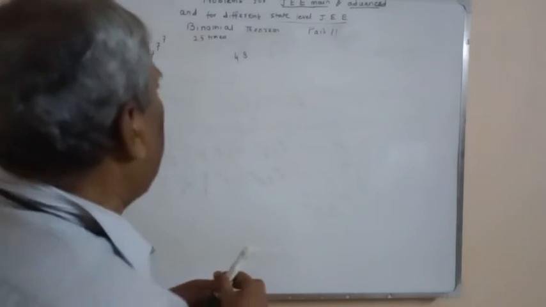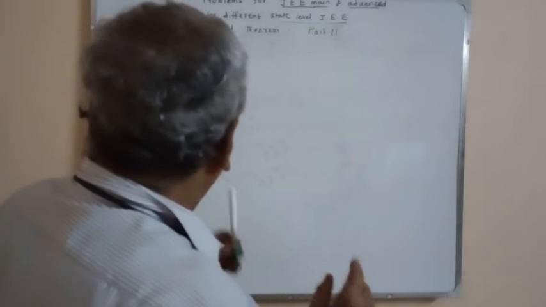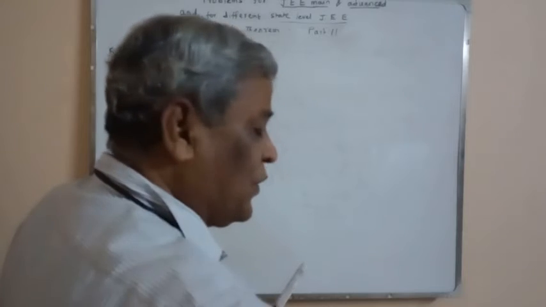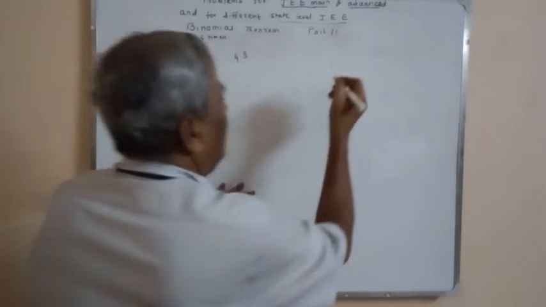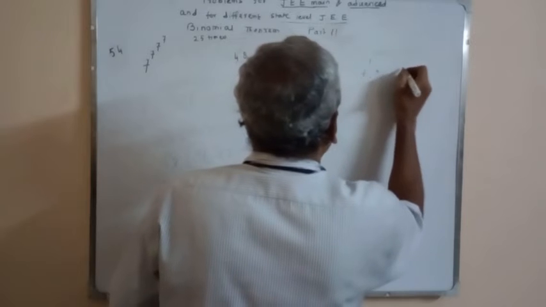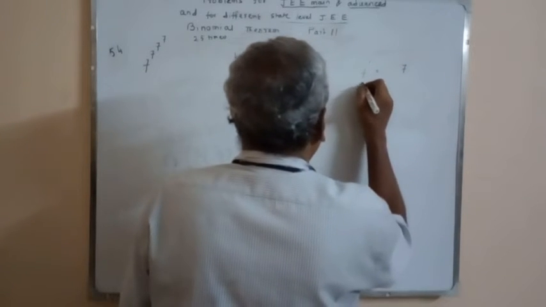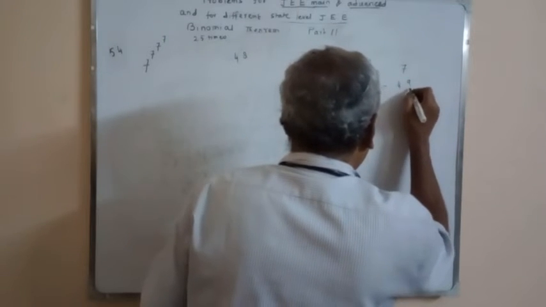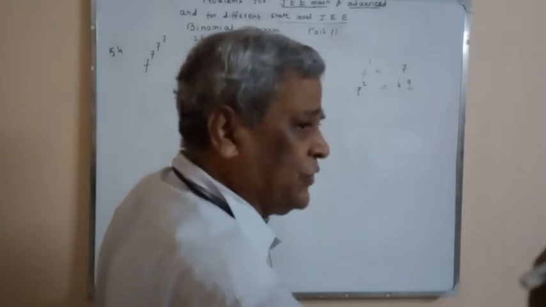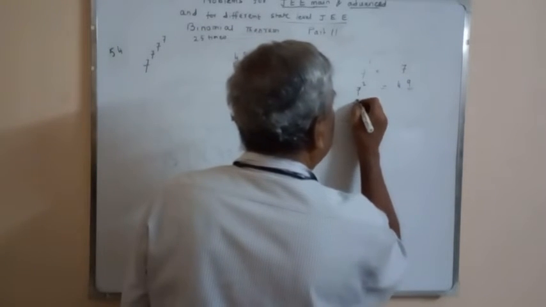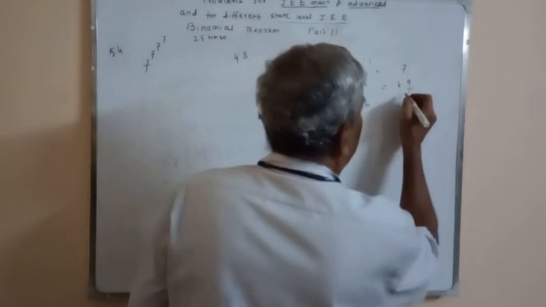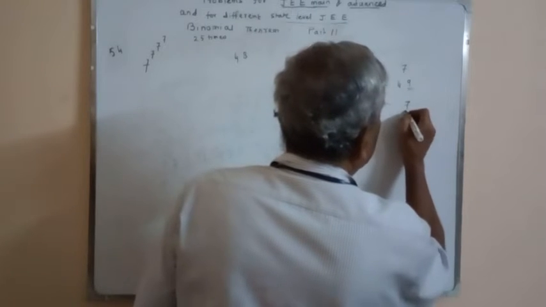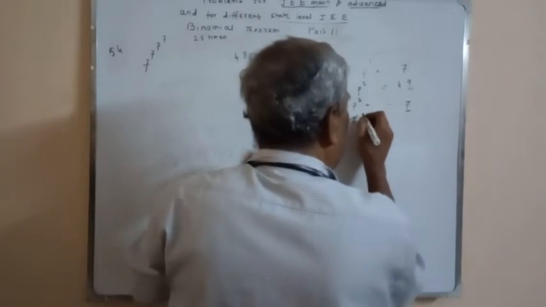Now it is a very interesting problem. We know that any power of 7 is an odd integer. How? Now 7 to the power 1 is 7, 7 to the power 2 is 7 into 7, that is 49. In unit position it is 9, that is odd. 7 cube, it is 3 into that. In unit position again 7. 7 to the power 4.